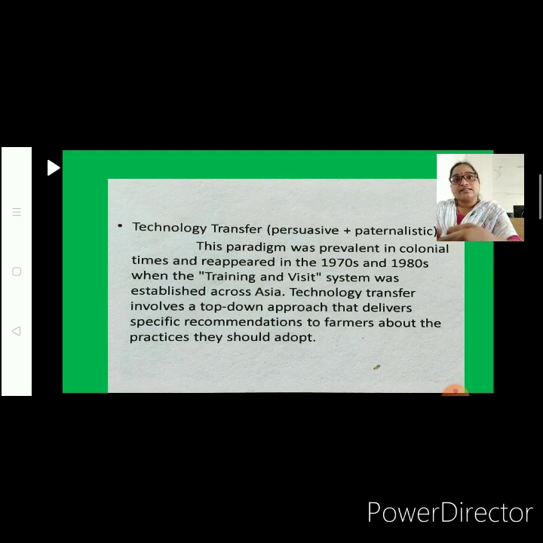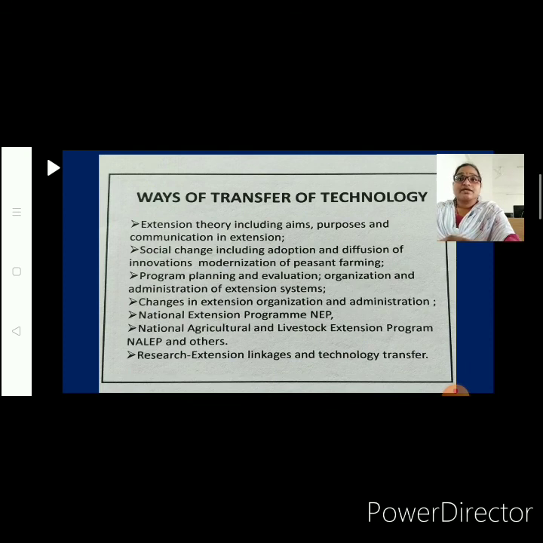So, in this era, under the training and visit system, technology transfer was started. It is also persuasive; we have to take persuasion from the farmers, and some patterns and approaches are there that we have to apply to the technology and give to the farmers. The next ways of the transfer of technology are very important.